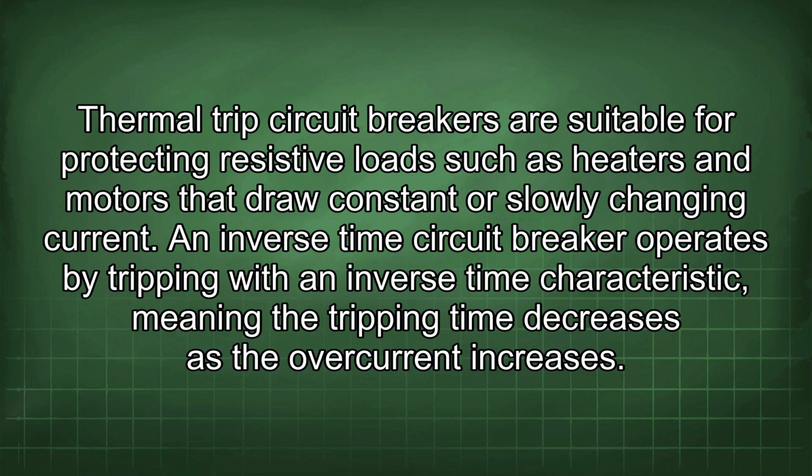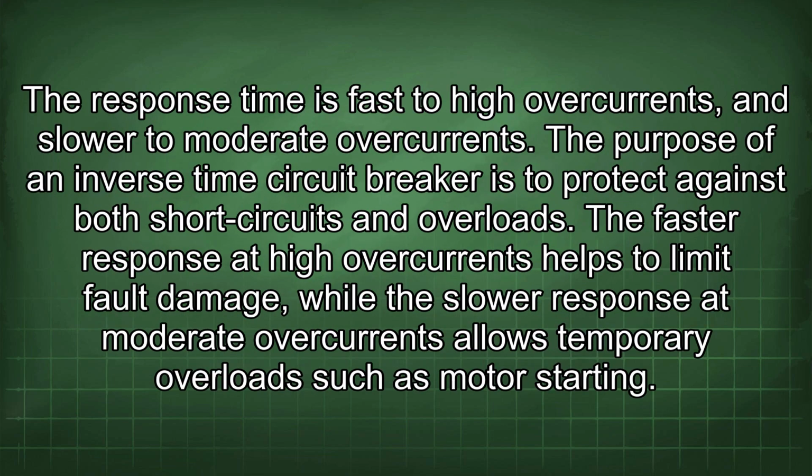An inverse time circuit breaker operates by tripping with an inverse time characteristic, meaning the tripping time decreases as the overcurrent increases. The response time is fast to high overcurrents and slower to moderate overcurrents. The purpose of an inverse time circuit breaker is to protect against both short circuits and overloads. The faster response at high overcurrents helps to limit fault damage, while the slower response at moderate overcurrents allows temporary overloads such as motor starting.